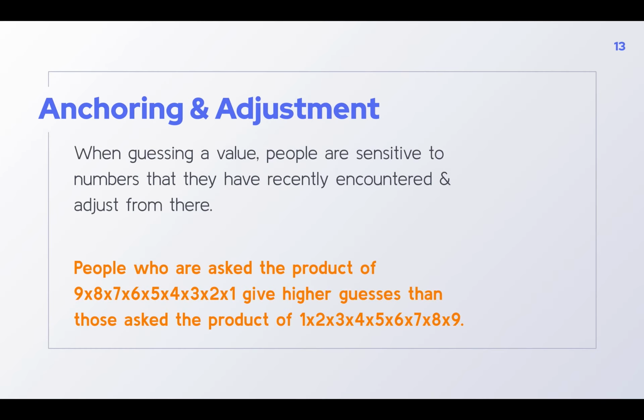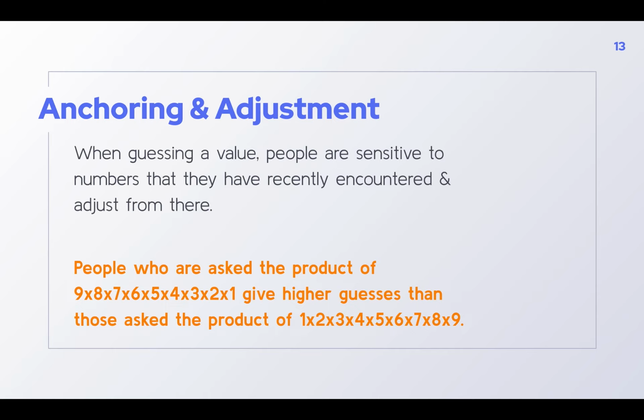And lastly, anchoring and adjustment. When guessing a value, people are sensitive to numbers that they have encountered before and adjust from there. So a very simple example: if half the people are asked what's 9 times 8 times 7 times 6 times 5 times 4 times 3 times 2 times 1, they give much higher guesses than people asked the same question but in reverse order.